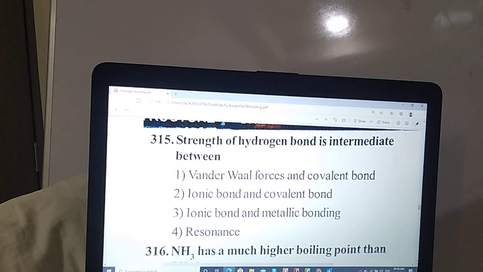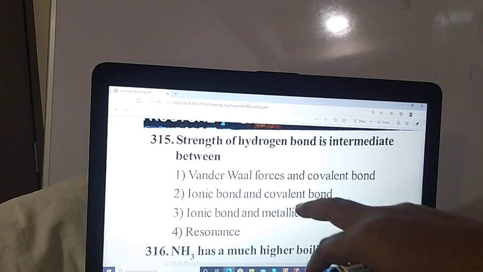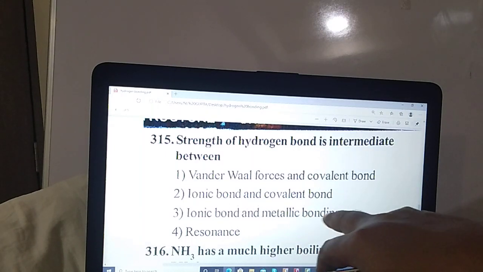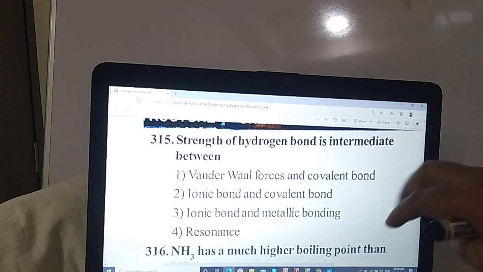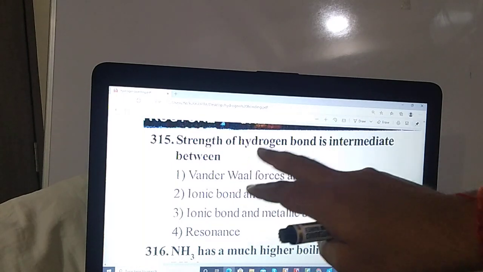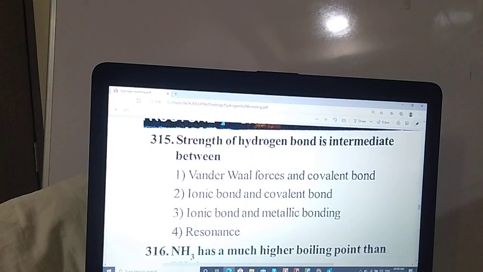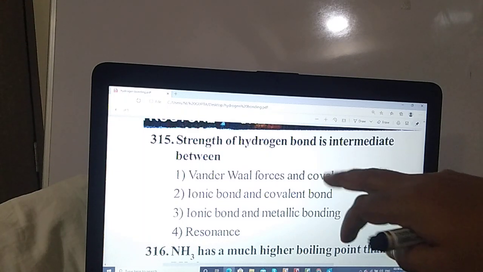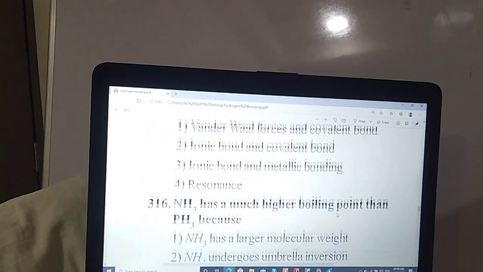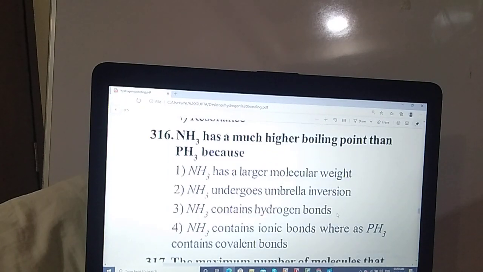weakest and covalent strongest. Here ionic is the strongest. Covalent is also strong, ionic and metallic both are strong, and resonance is also wrong. So weakest, intermediate means what? Between the strongest and the weakest. So the correct option will be option number 1. Now let us move on to question 316.